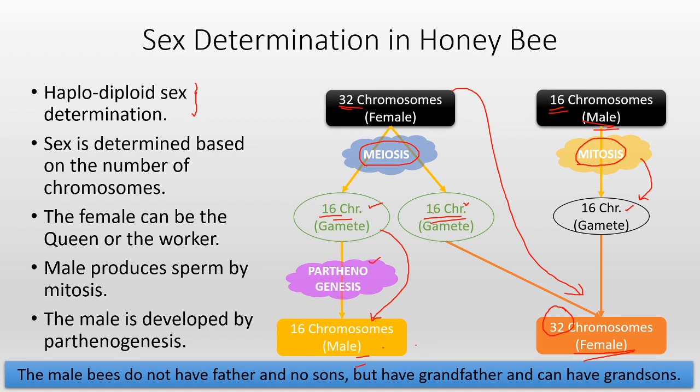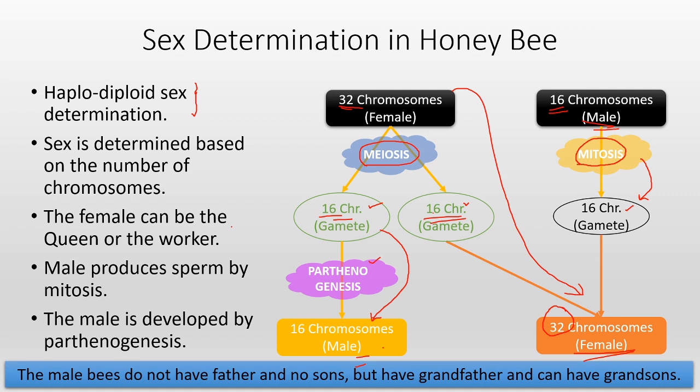Now, can they have a grandfather? Yes. So the male bee can have a grandfather and can have grandsons. Now, why is this statement important? Many times they ask why this statement holds: why the male bees do not have a father and no son, but they can have a grandfather and grandson. Explain. So you have to basically draw this particular inheritance pattern and explain why this happens. What is parthenogenesis? How is parthenogenesis playing the role here?